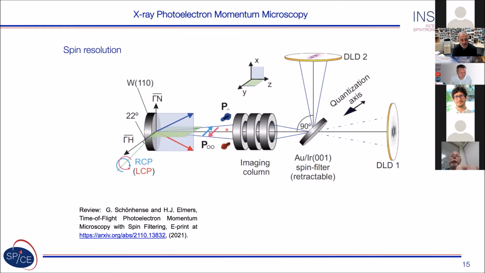And this is X-ray photoelectron momentum spectroscopy, which is also standard in most of the ARPES studies. For details of the experiment, given that I'm not an experimenter, I'm a theorist, I recommend this review by Schönhense and Elmers on this time-of-flight photoelectron momentum microscopy with spin filtering, which is described in a recent preprint of their apparatus. This apparatus, by the way, is now quite popular and has been implemented in most of the major user facilities that we have in Europe, and is also being installed in the US.